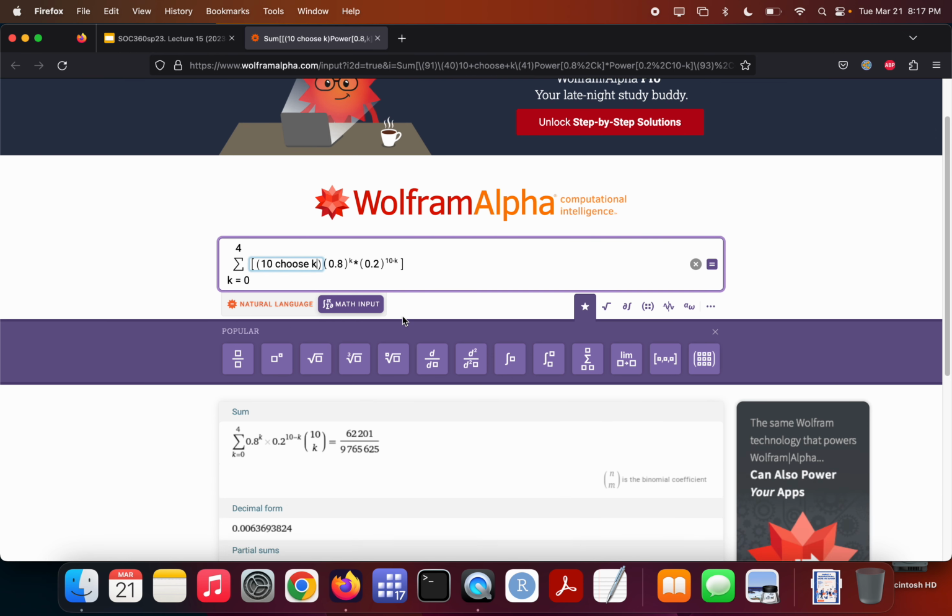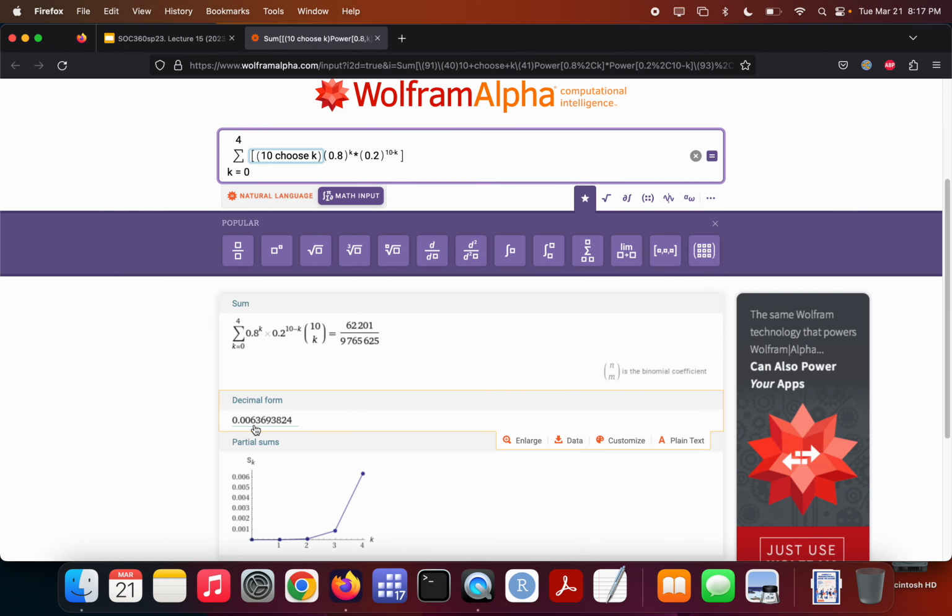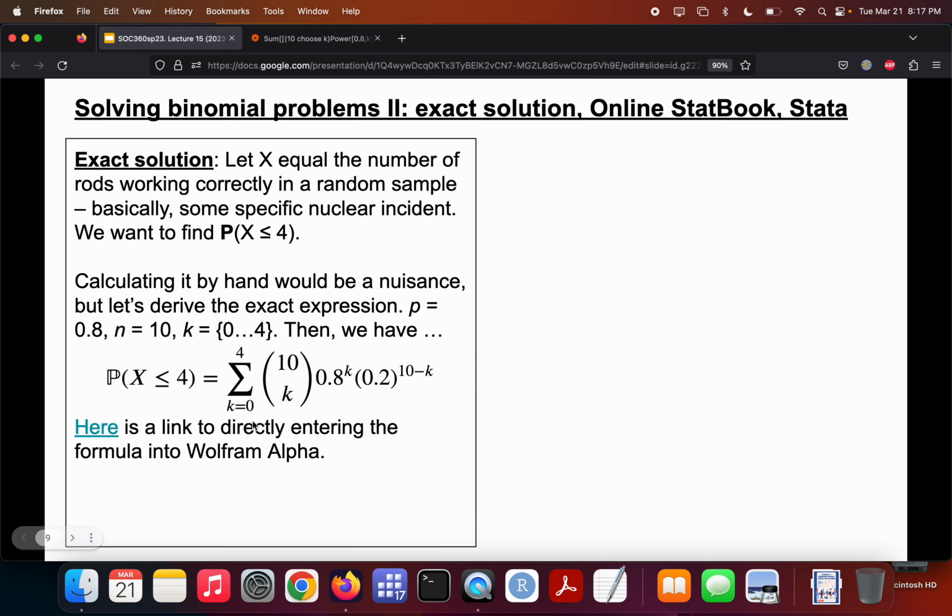And note that Wolfram gives us the answer, and it gives us this very small probability of 0.0063 with rounding 6.4. So about a 0.5% chance of failure. That's pretty good. You could also plug and chug with the online stat book here, method 2.